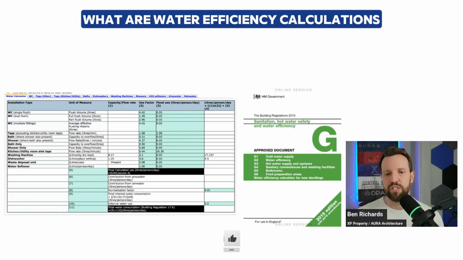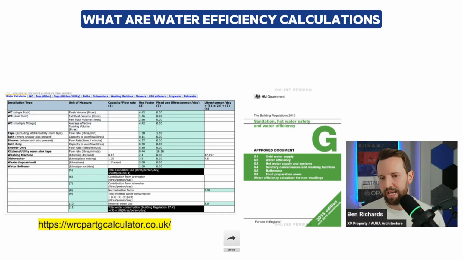So this water efficiency calculator can be found at wrcpartgcalculator.co.uk. And ultimately, it goes through each of the different phases of items within your development that use water, your WC, your taps, your kitchens, your baths, your dishwashers, your washing machines, whether you've got any water softeners or grey water recycling or rainwater recycling.